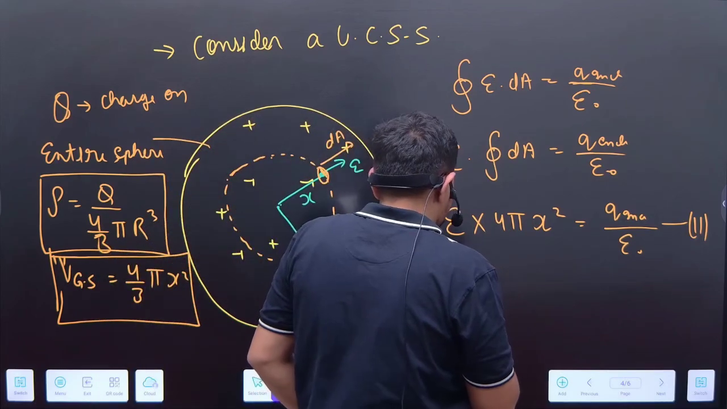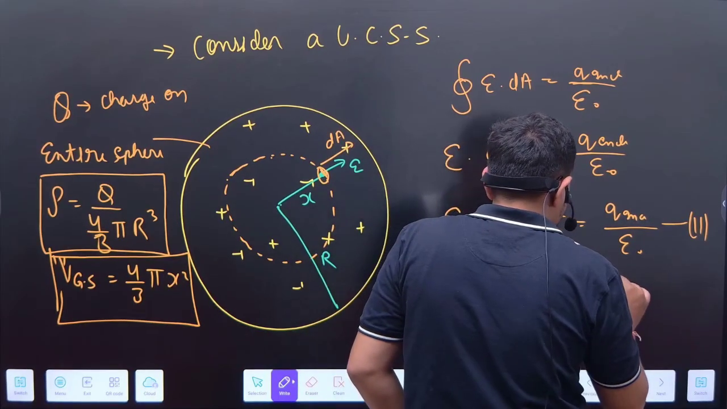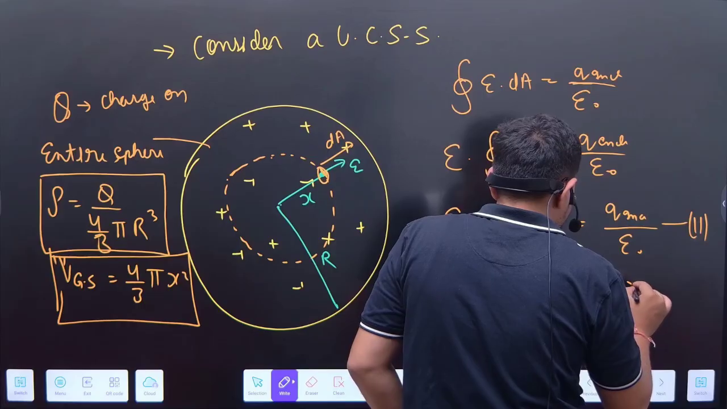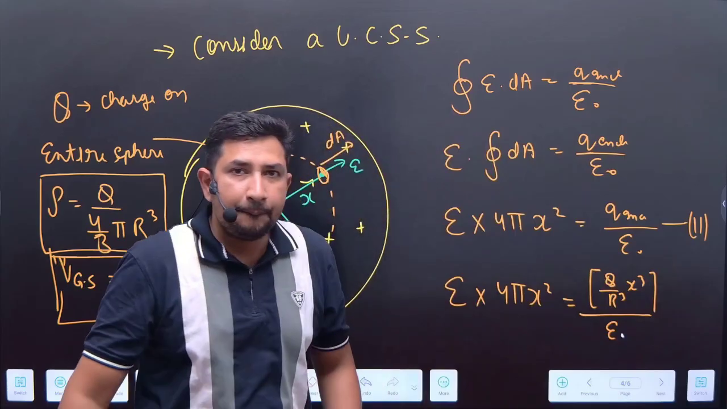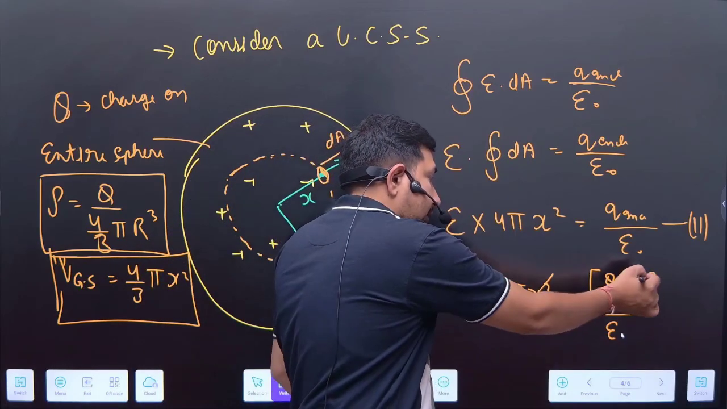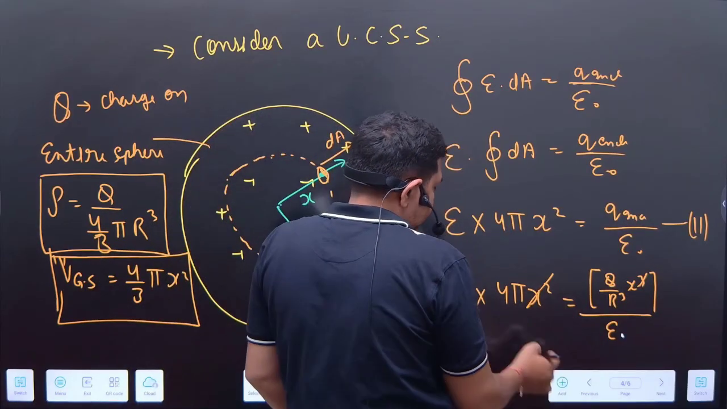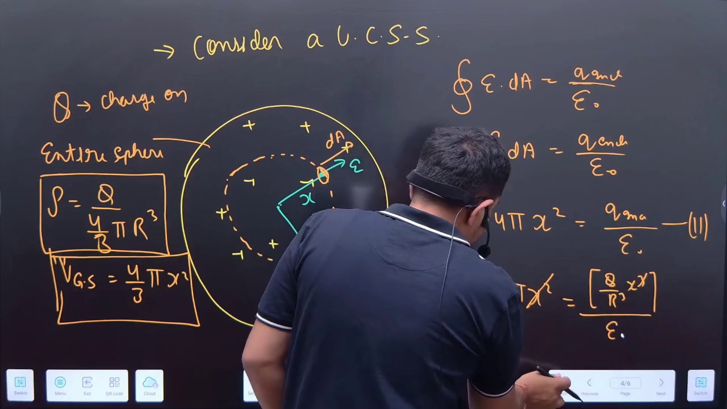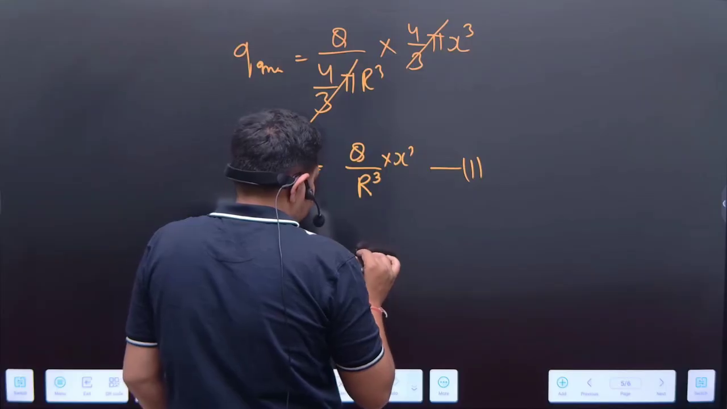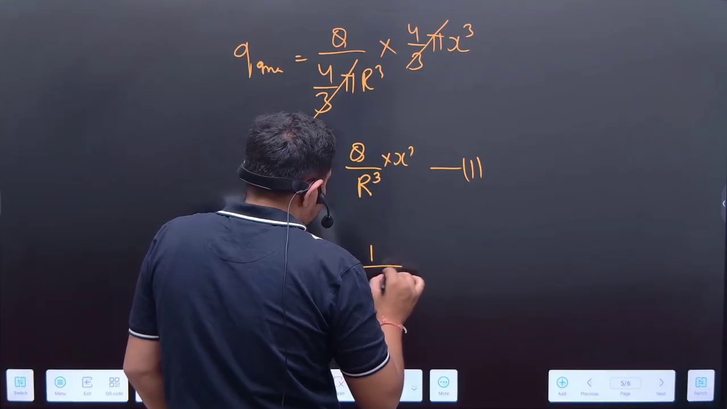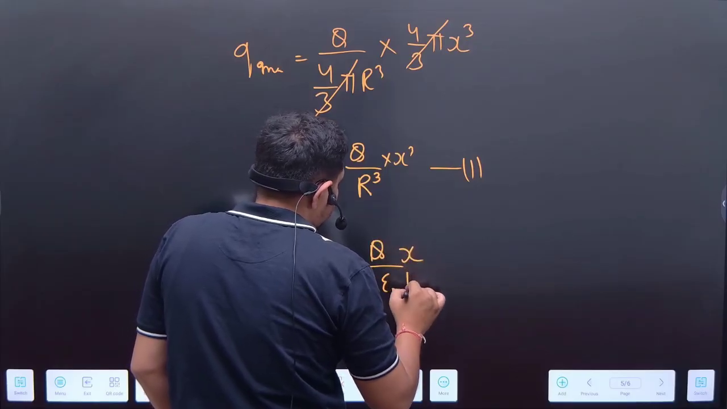So that would give us electrical field times 4 pi x square. It should be equal to Q by R cube times x cube divided by epsilon naught. Okay, so from here x square and x cube would cancel out each other, and if we put 4 pi over here, r cube over here, then we would get the value of electrical field as 1 by 4 pi epsilon naught q x over r cube.